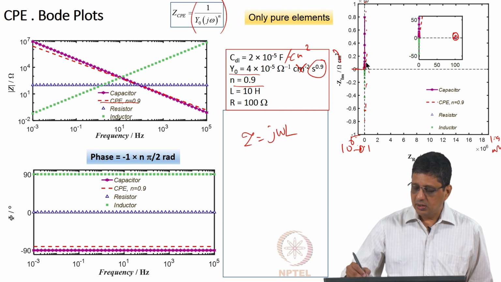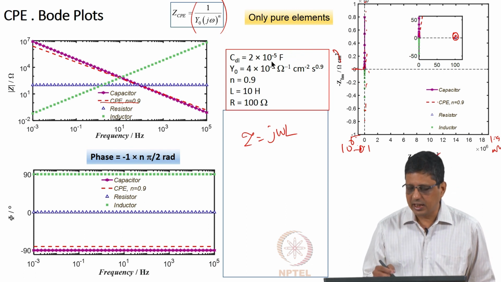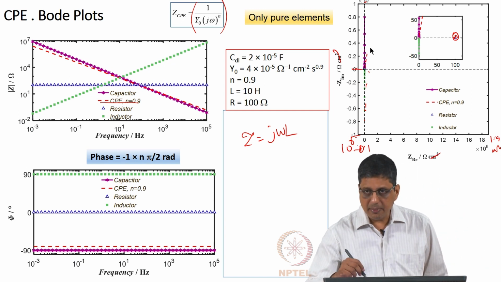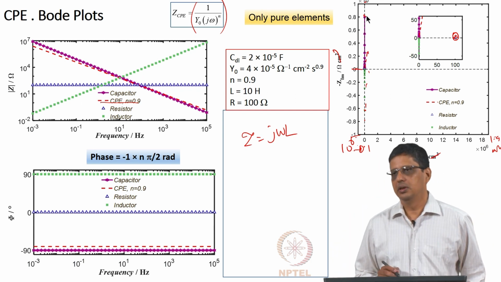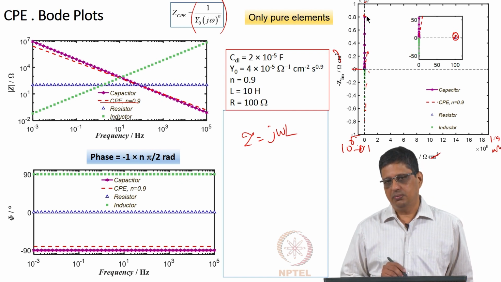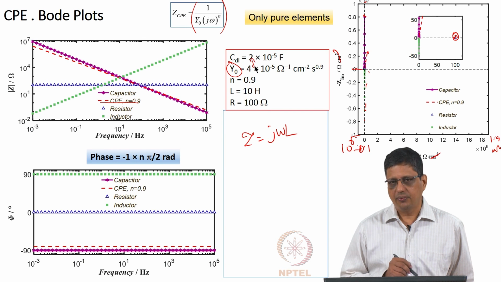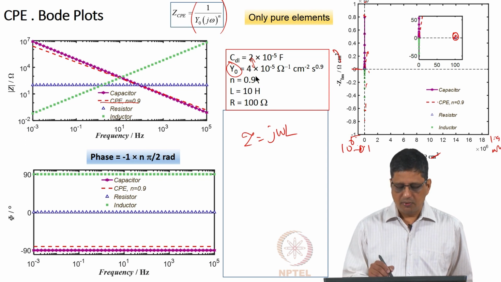Not just that, notice the value, I have used 4 10 power minus 5 for the y 0 value, and I used 2 10 power minus 5 for the capacitance, and yet if I look at the magnitude here, it is actually smaller at the lowest frequency. That means you can't just take this value and compare with this value. It won't even give you an idea of how the impedance will be for a given frequency. You will actually have to calculate it with the n value.